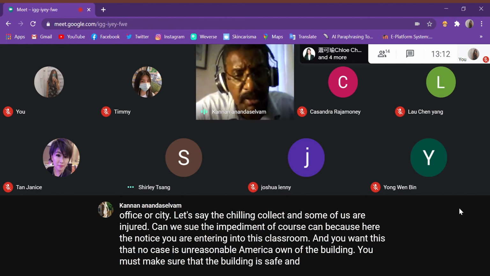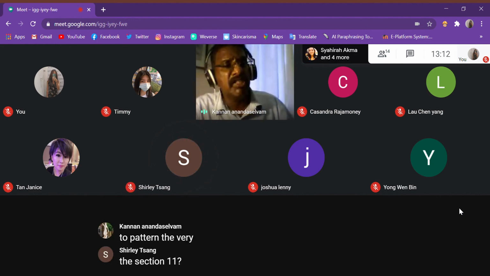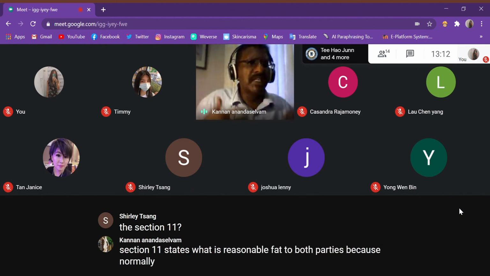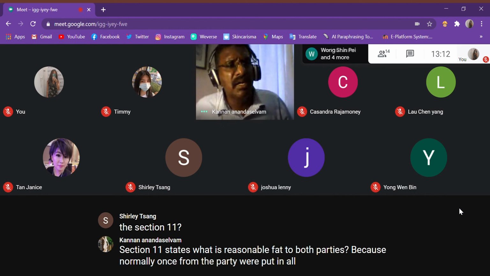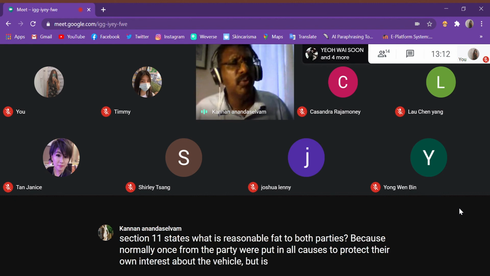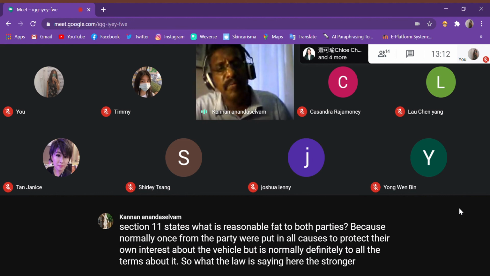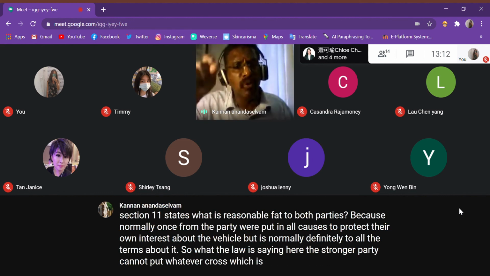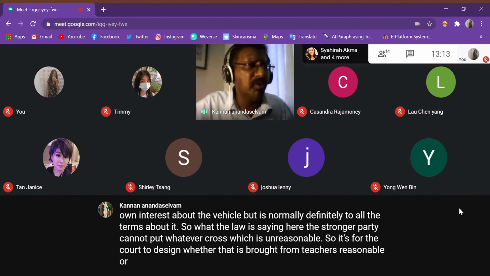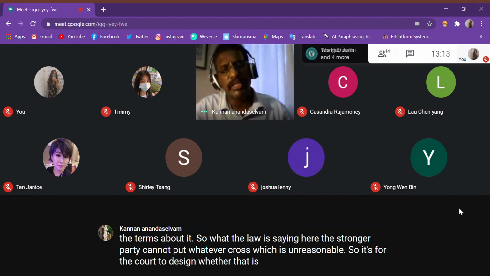You got it? Can you say again what section 11 is? Section 11 says what is reasonable must be fair to both parties. Normally the stronger party will put in all clauses to protect their own interests. The weaker parties normally have to agree to all the terms. So the stronger party cannot put whatever clause is unreasonable. It is for the court to decide whether that display of notice is reasonable or not, not for you to decide. The court will say this notice is unreasonable, so the person who inserted that clause cannot rely on it.